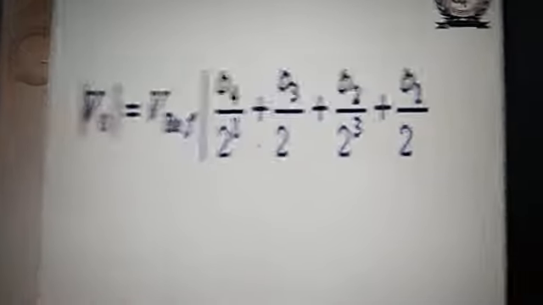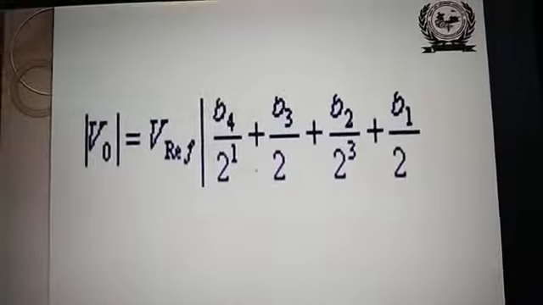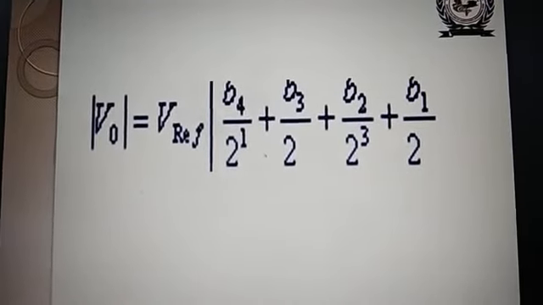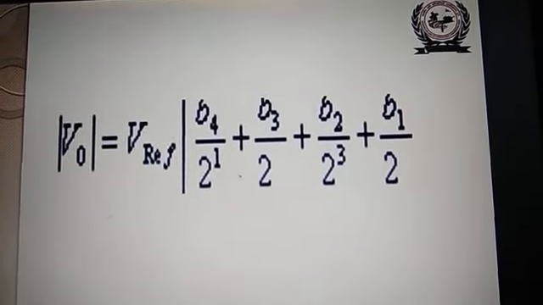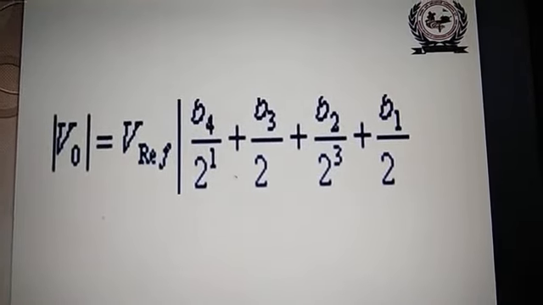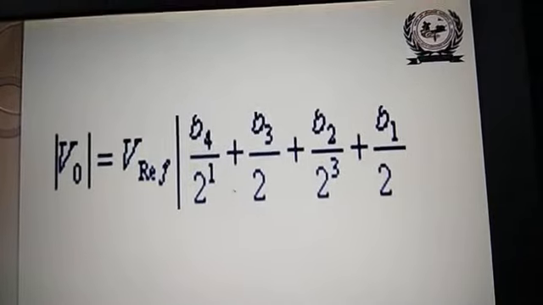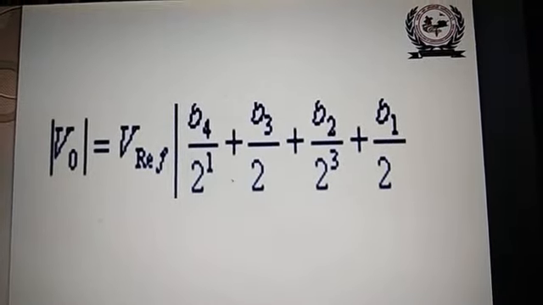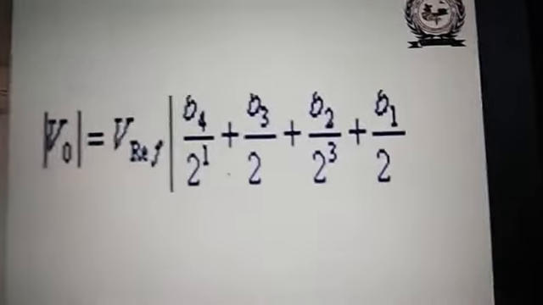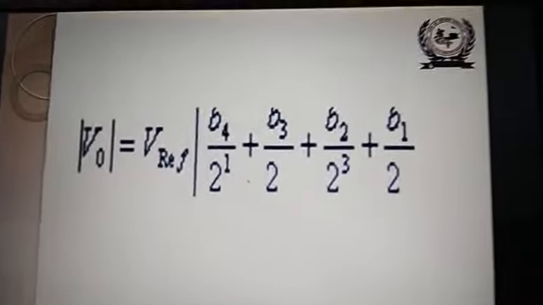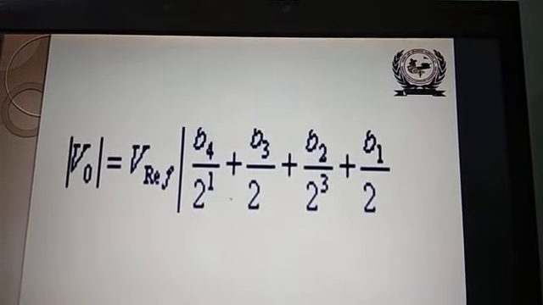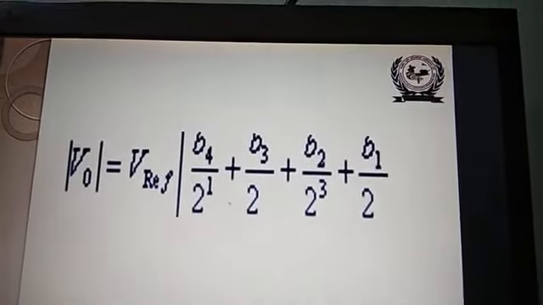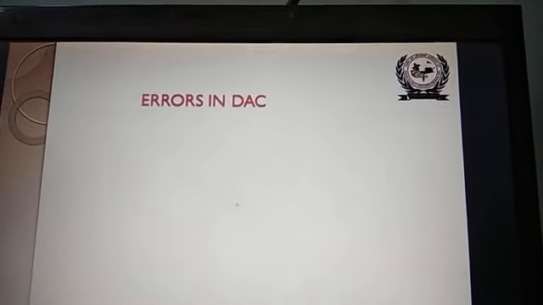Now you can see the output is equal to V reference into B4 by 2 to the power 1, B3 by 2 to the power 2, B2 by 2 to the power 3 and B1 by 2 to the power 4. So this binary weightage is available here, 2 to the power 1, 2 to the power 2, 2 to the power 3 and so on. So you can calculate with this binary.